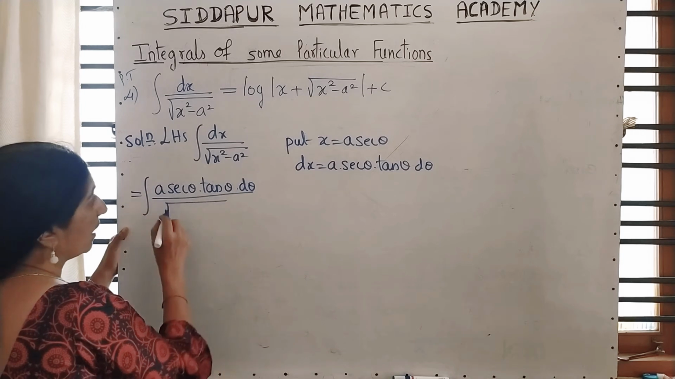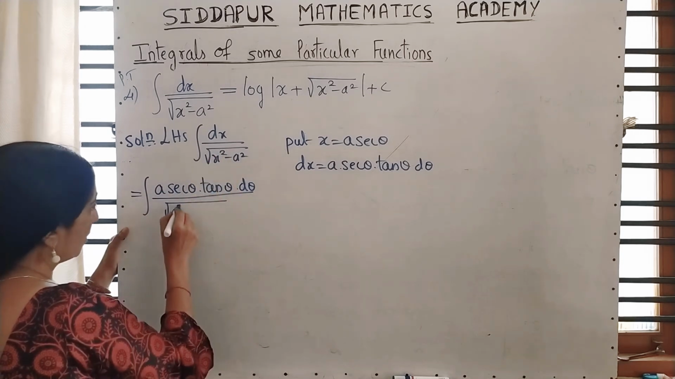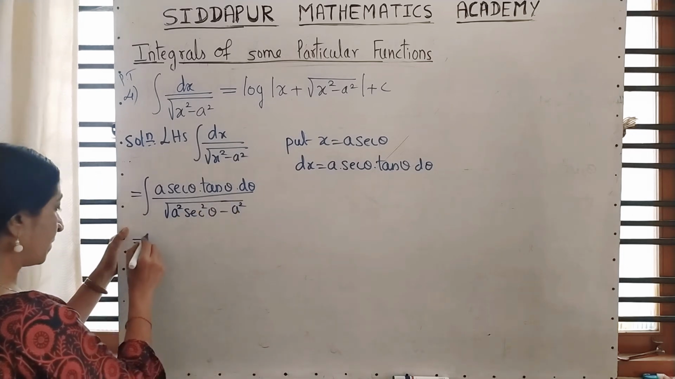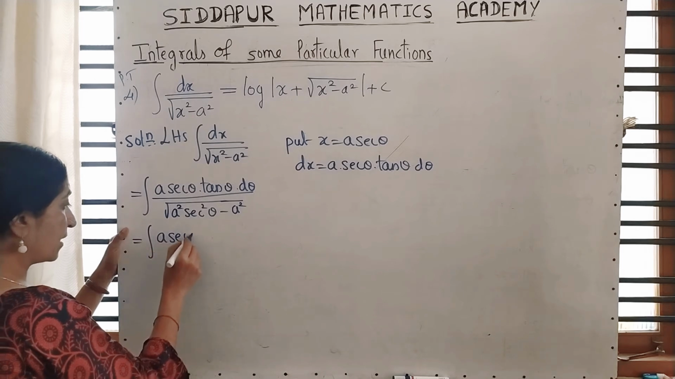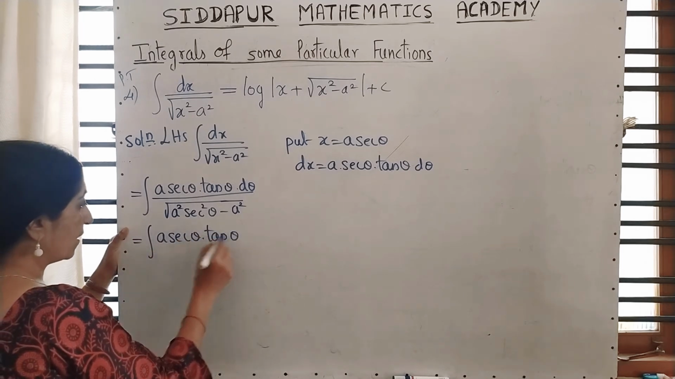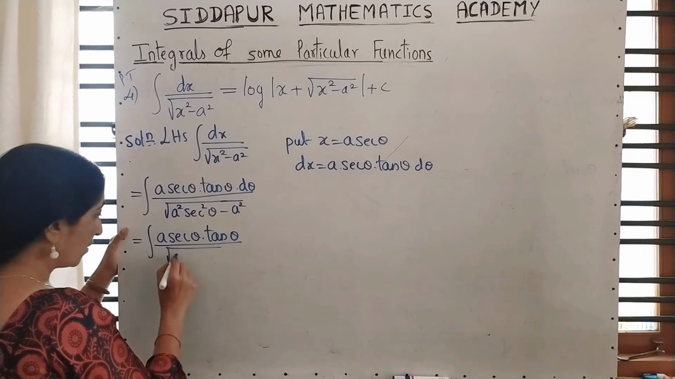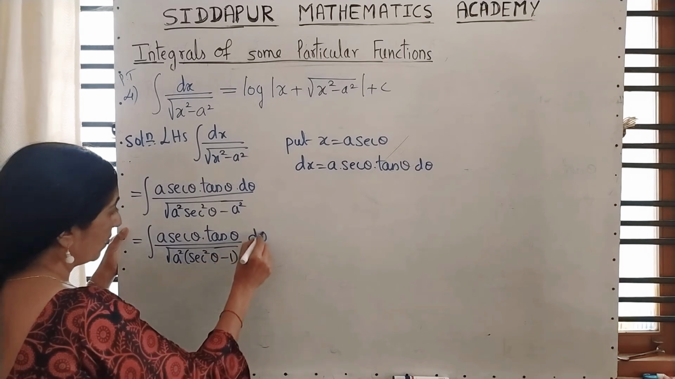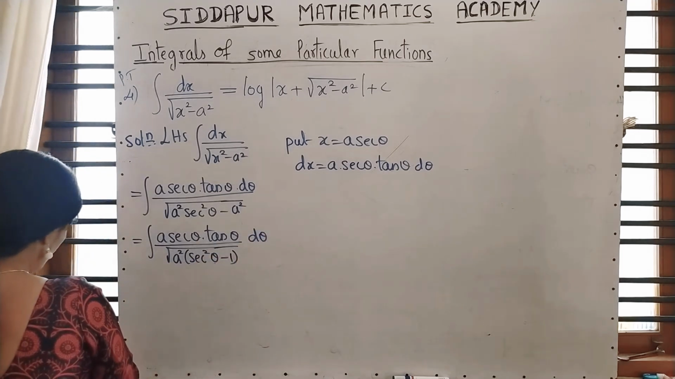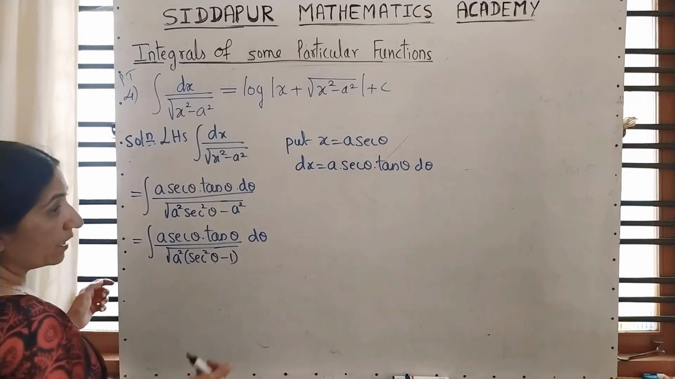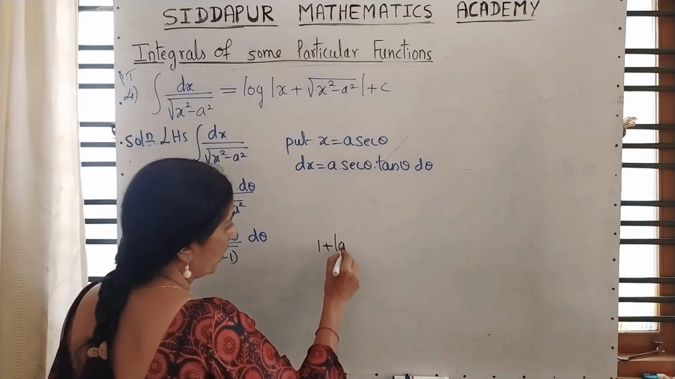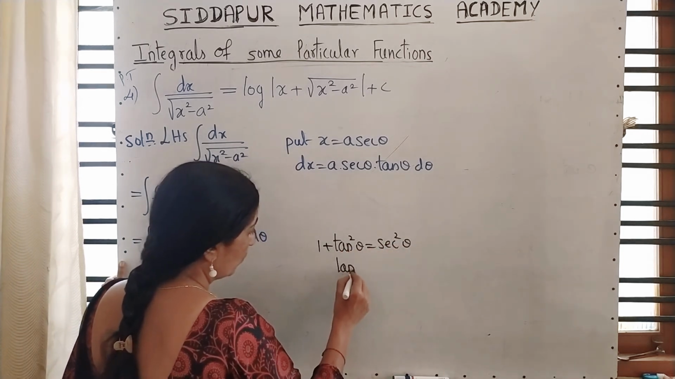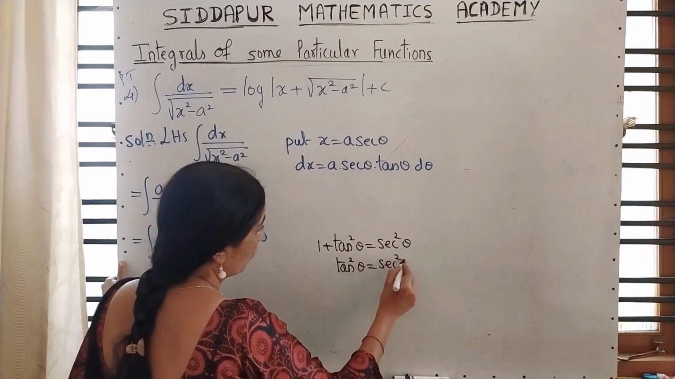divided by x is what? a sec theta. x square is a square secant square theta minus a square. This is a sec theta into tan theta upon a square is common, secant square theta minus 1 into d theta. Now, what is secant square theta minus 1? 1 plus tan square theta is secant square theta. So, tan square theta is secant square theta minus 1.